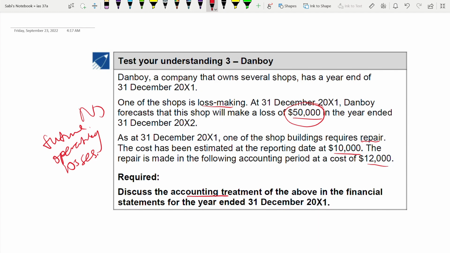Coming to the repair. This is something to be done in the future. One of the shop buildings requires a repair to be done in the future. Here also it's a no. No provision is recognized. Why? This is future repairs. This is the third situation. This repair has to be done in the future. Third situation, also you do not recognize provision. Even though it is probable and capable of being reliably measured, you still do not recognize provision because it falls under the third specific situation, future repair. You do not recognize provision for it because there is no obligation at the year end for this repair. That's why. The repair expenditure of 12,000 is expensed in P&L. It goes to P&L as an expense.